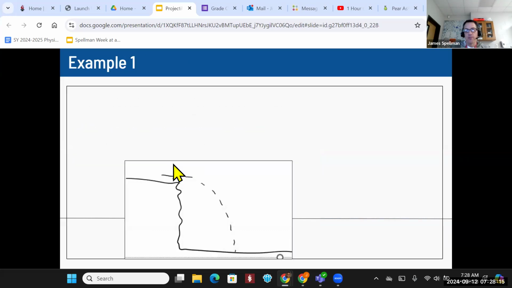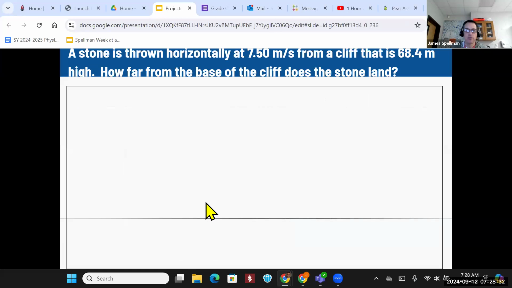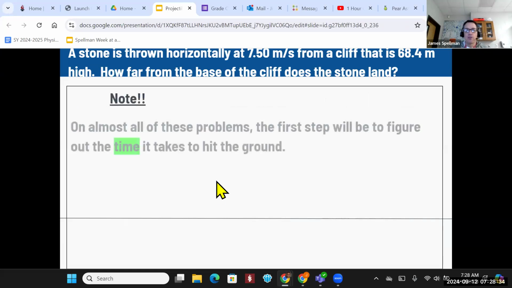So let's do one. All right, so here's example one. We have a stone thrown horizontally at 7.5 meters per second from a cliff that's 68.4 meters high. How far away from where we threw it does it end up landing? All right, so step one was hopefully to sketch this out so that you have a picture of it. And then what we need to do is think about what we need to solve.